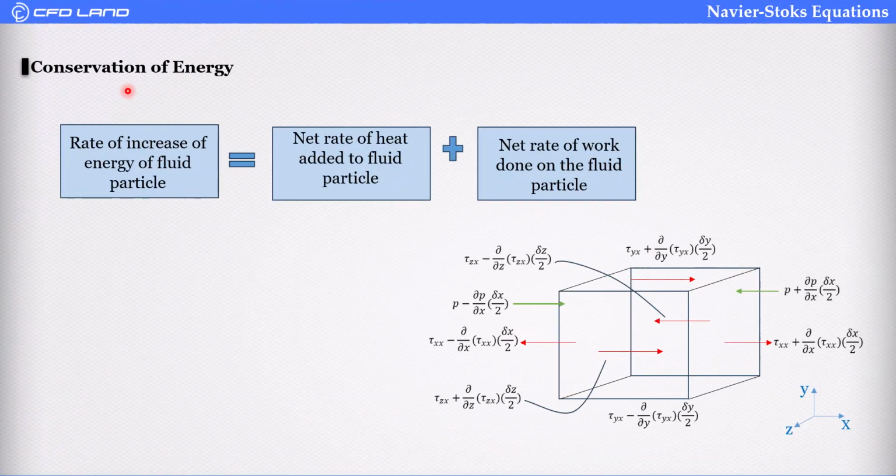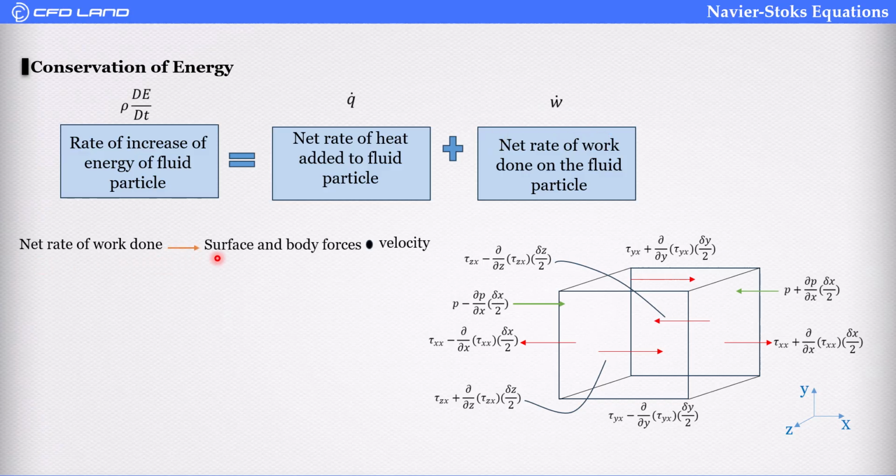Conservation of energy says that the rate of increase of energy of a fluid particle equals the net rate of heat added to the fluid particle plus the net rate of work done on the fluid particle. Let's look at each term separately. First, we check the work term. The net rate of work done equals surface and body forces times velocity.